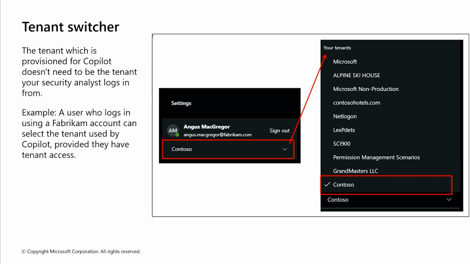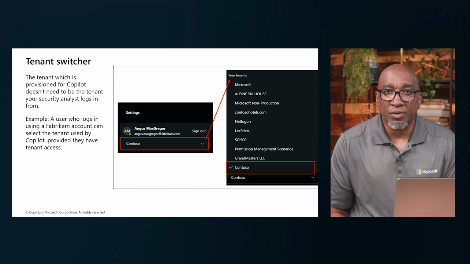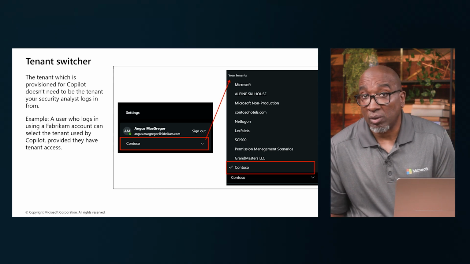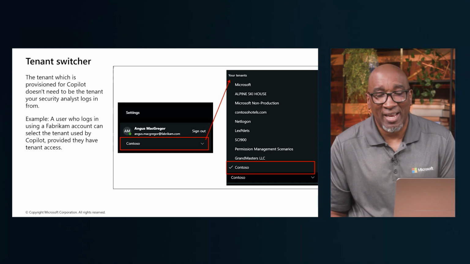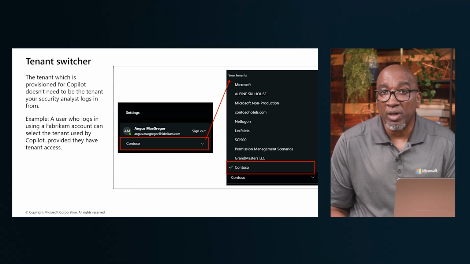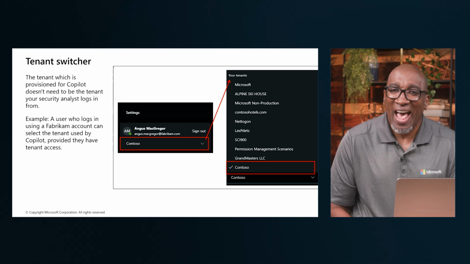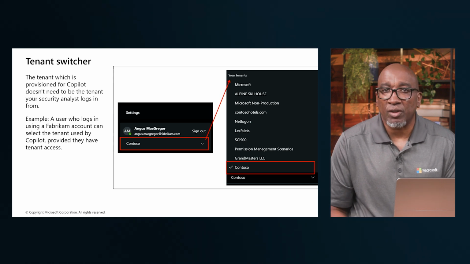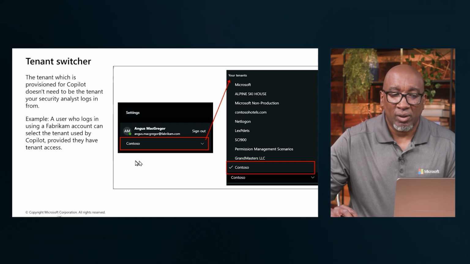And lastly, the tenant switcher gives you the ability to change the tenant used by Copilot, even if they log in from a different account. For example, a user logs in using a Fabricant account. They can select the tenant used by Copilot, provided they have tenant access. This flexibility ensures that users can seamlessly switch between different tenants as needed, thus changing the focus as necessary. All right?